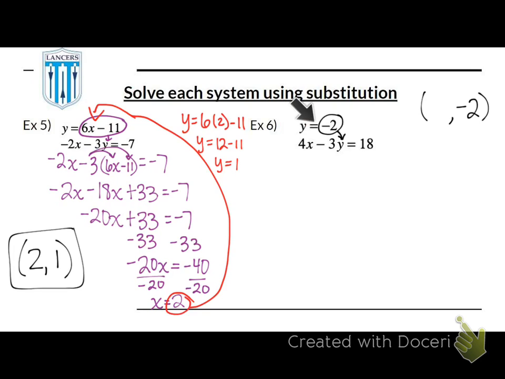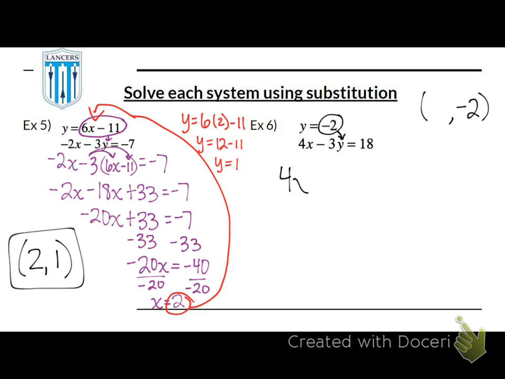If y is equal to negative 2, you can go ahead and fill in a negative 2 for y in your ordered pair. Which means after we plug it in and find x, we're going to be done. We don't have to then go back to the beginning to find y. They already did it for us.